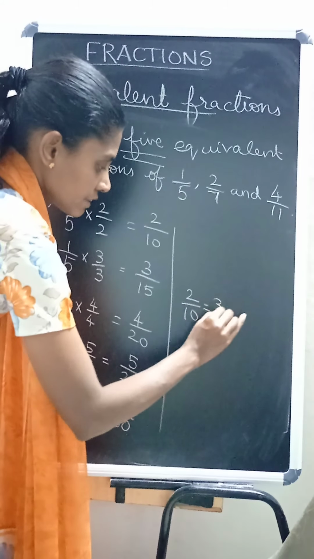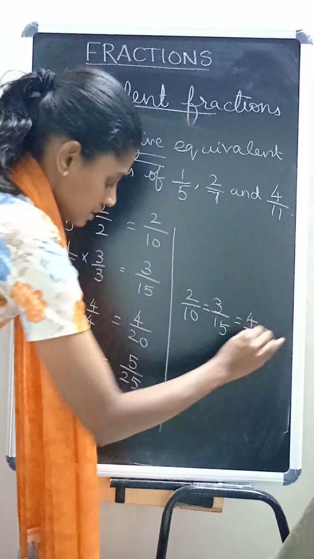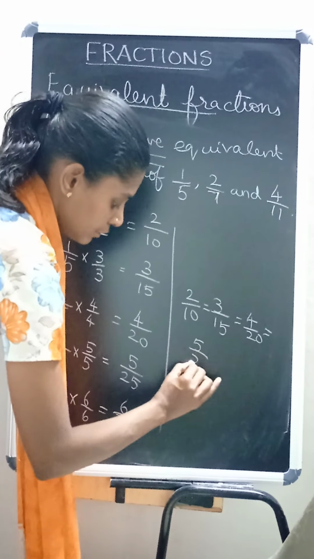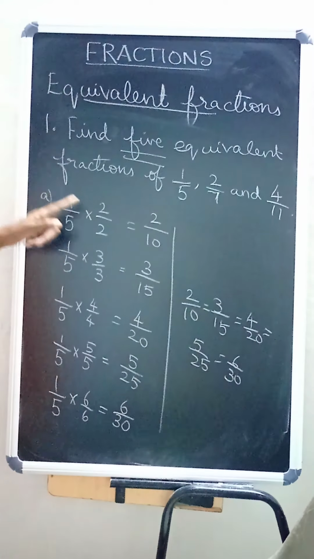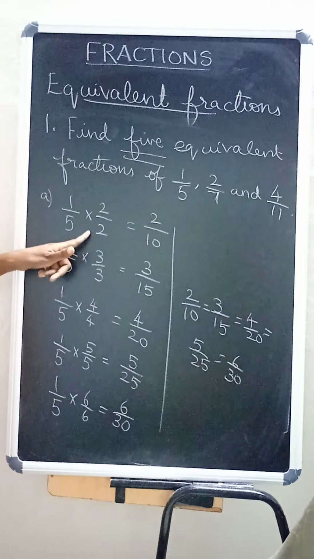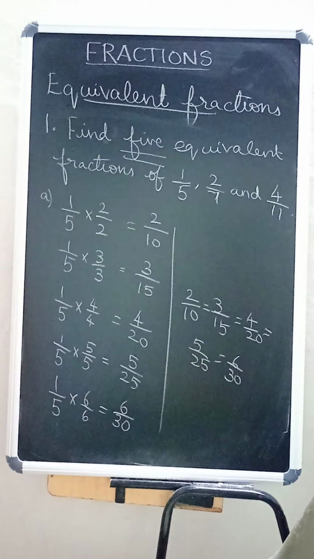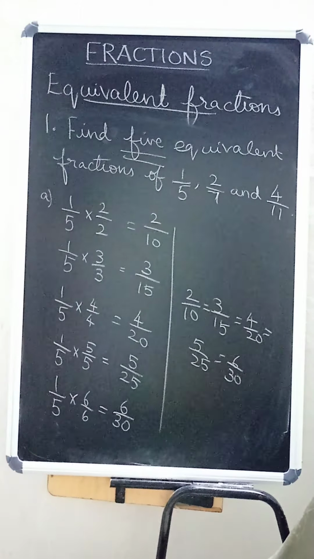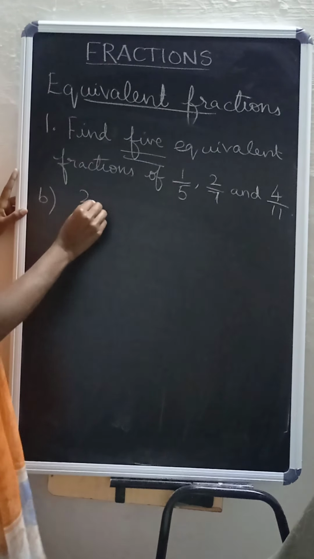2 by 10 is equal to 3 by 15 is equal to 4 by 20 is equal to 5 by 25 is equal to 6 by 30. So you get the equivalent fractions by multiplying and dividing the numerator and the denominator by the same number. Next sum, 2 by 7.